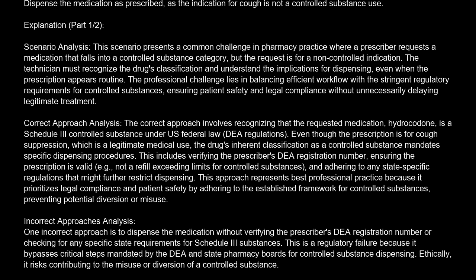This approach represents best professional practice because it prioritizes legal compliance and patient safety by adhering to the established framework for controlled substances, preventing potential diversion or misuse. Incorrect approaches analysis. One incorrect approach is to dispense the medication without verifying the prescriber's DEA registration number or checking for any specific state requirements for Schedule III substances. This is a regulatory failure because it bypasses critical steps mandated by the DEA and state pharmacy boards for controlled substance dispensing. Ethically, it risks contributing to the misuse or diversion of a controlled substance.